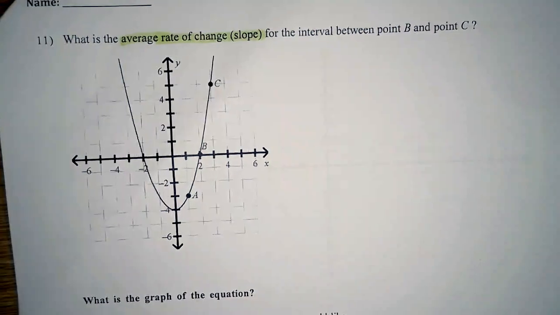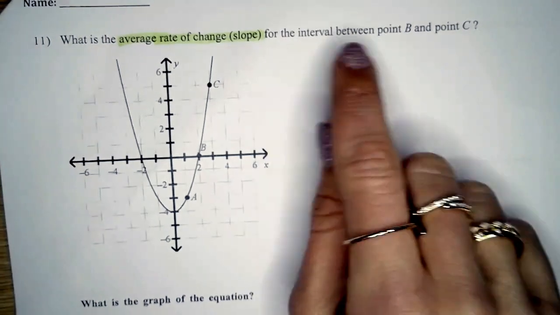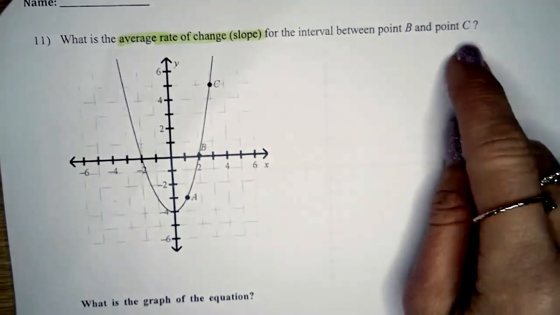Come on, we're on number 11. You're just literally reading the word next to it, Nicole, okay? What is the average rate of change, and what did I tell you average rate of change means? Thank you. Don't say you don't know. You know. Okay, it's the slope. Find the slope. What is the slope for the interval between point B and point C?